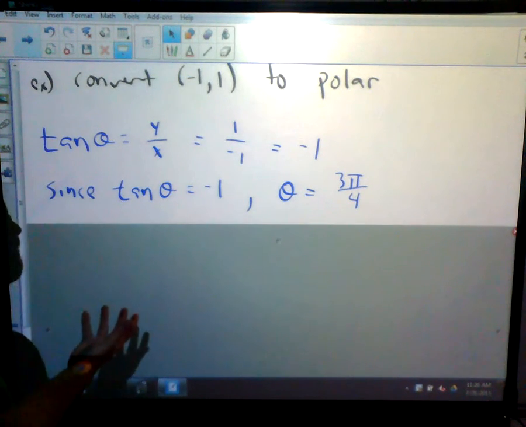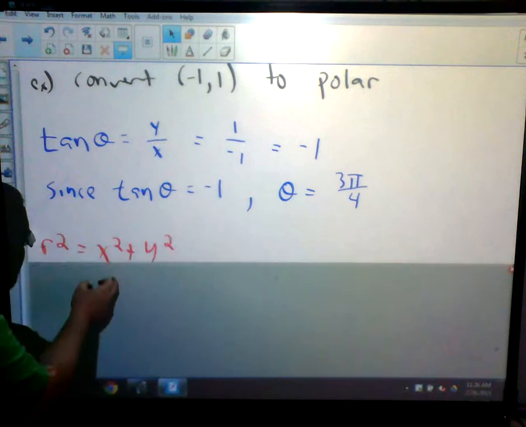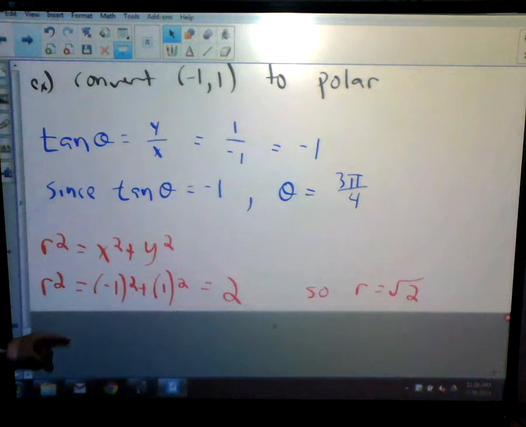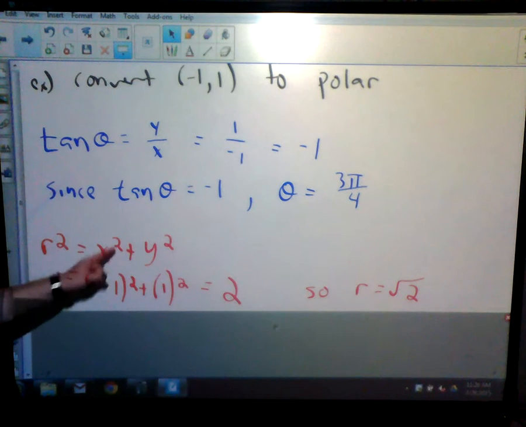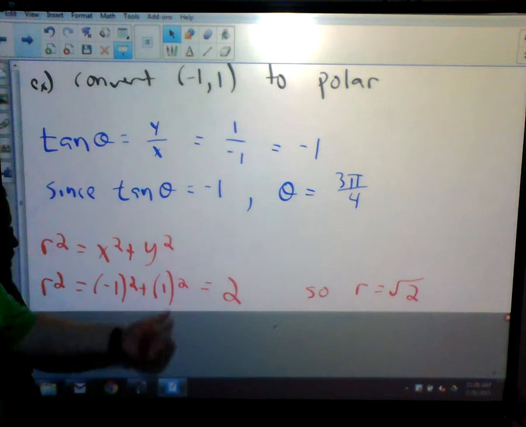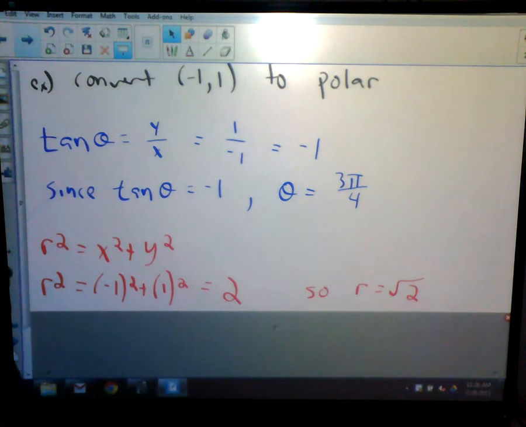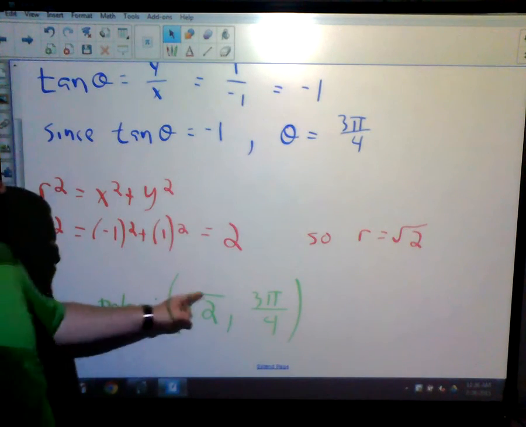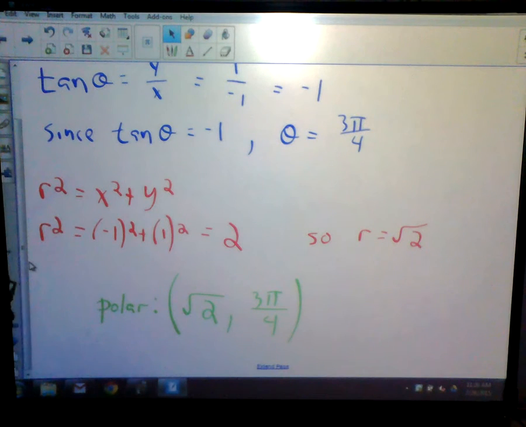So that's the pi part, or the theta part. How do I find the r part? I know that r squared equals x squared plus y squared. So r squared is negative 1 squared plus positive 1 squared. That's 2. So r equals the square root of 2. My polar coordinate, r comma theta, is square root of 2, comma, 3 pi over 4.